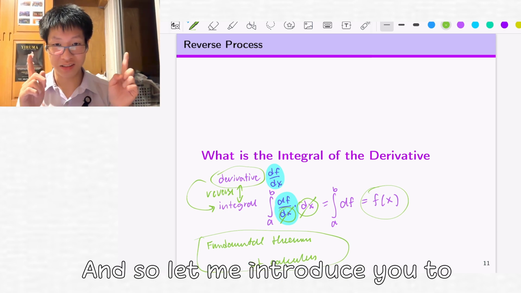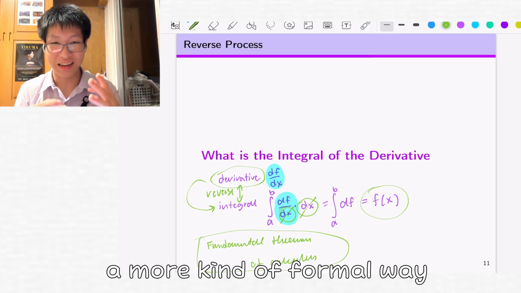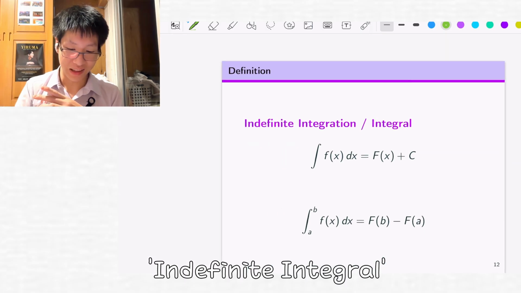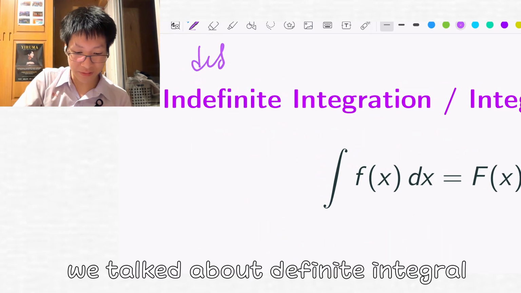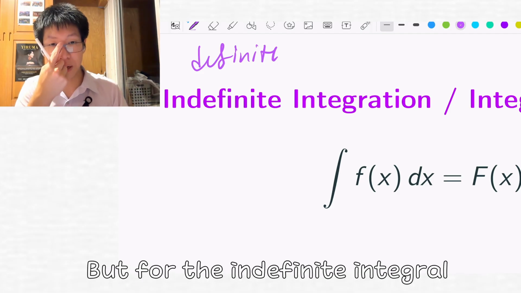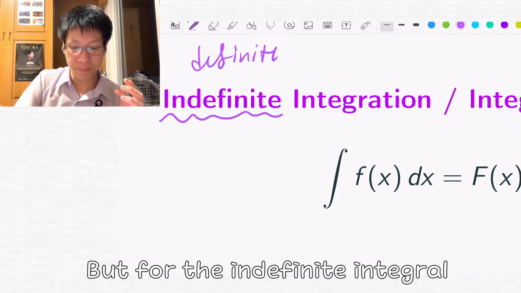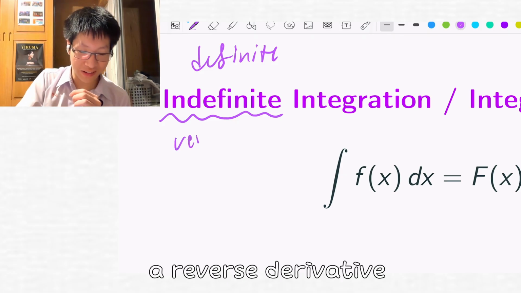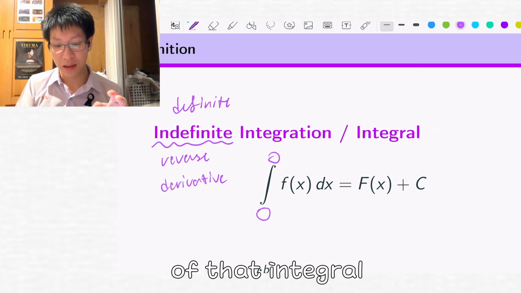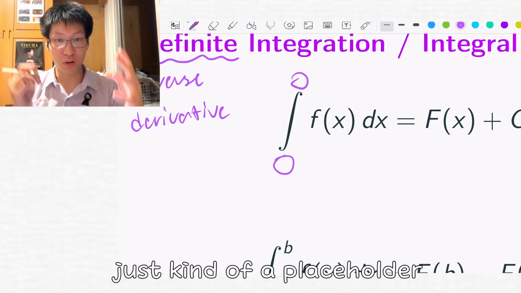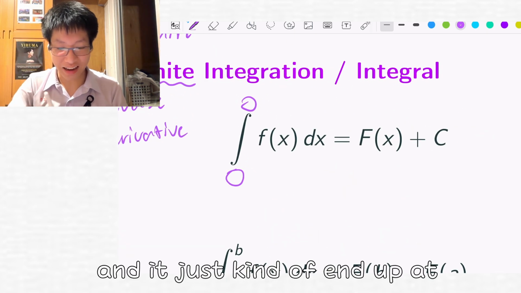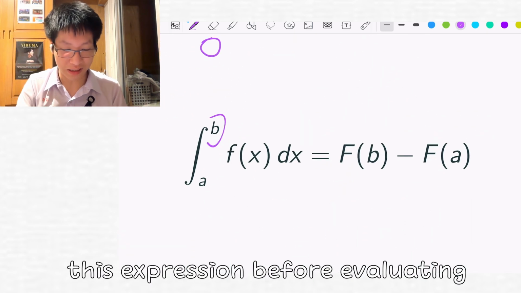Let me introduce you to a more formal way of evaluating the integral, which is what we call the indefinite integral. We talked about the definite integral in the previous slide, where we derived the definition of the integral. But the indefinite integral is basically a reverse derivative. There are no values indicating the bounds of that integral. It is essentially a placeholder for you to do the inverse operation of the derivative, and you end up at this expression before evaluating the bounds.